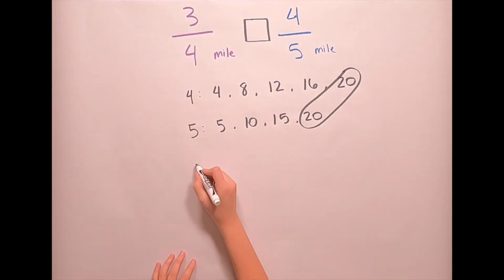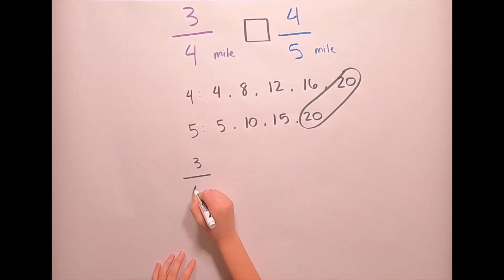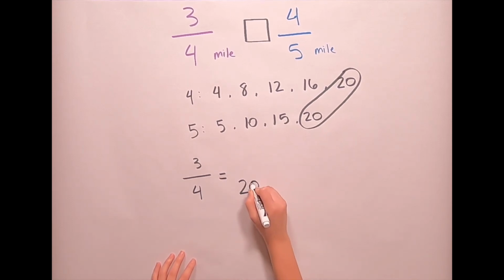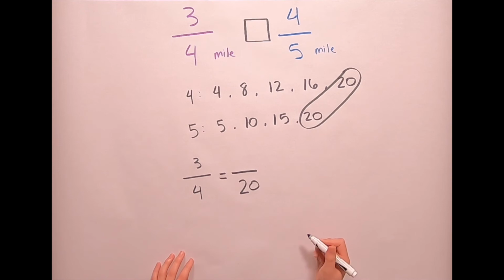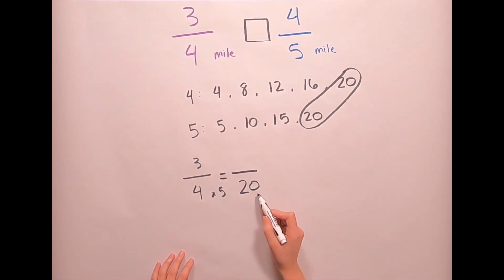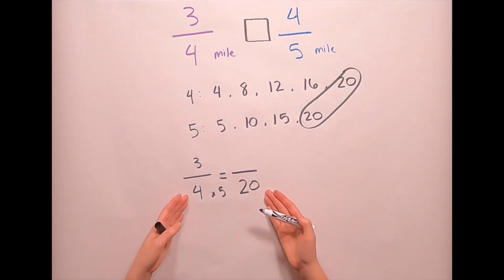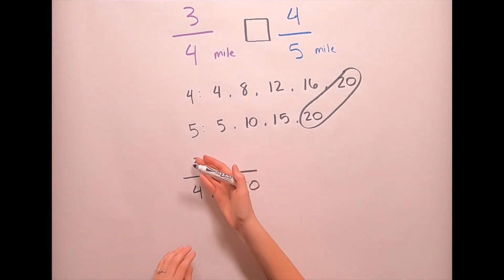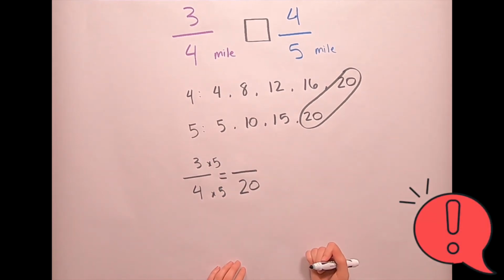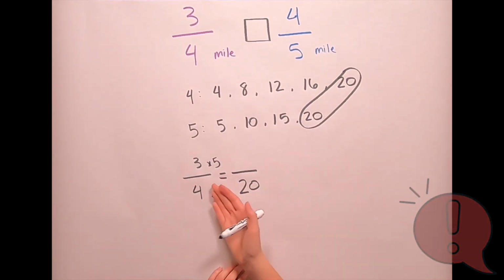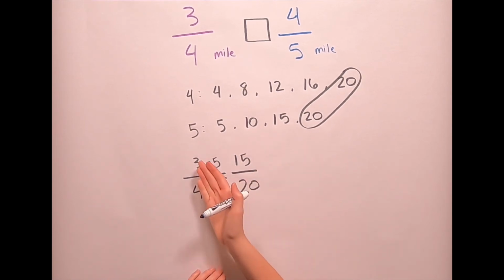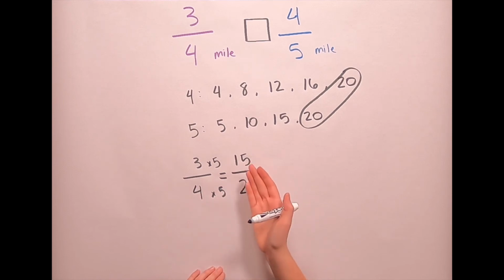So we'll start with 3/4. And we need to change that to a fraction where the denominator is 20. We said that 4 times 5 equals 20, and what we do to the bottom, we have to do to the top. So 3 times 5, can you tell me what that equals? That's right, 3 times 5 equals 15. So we've just changed 3/4 to equal 15/20.